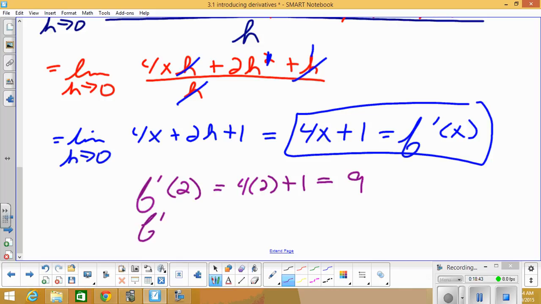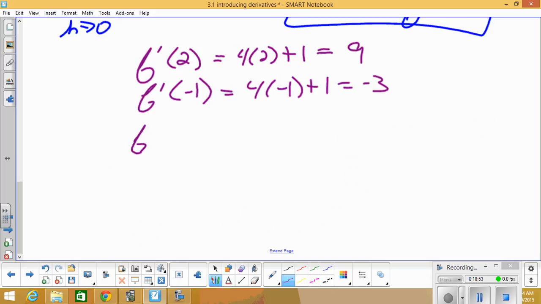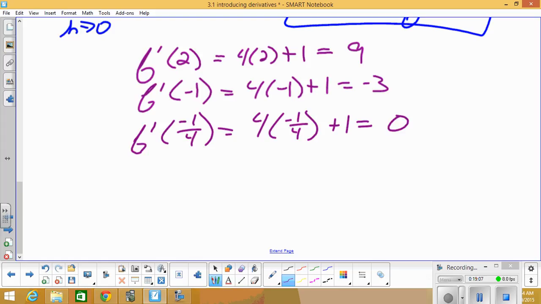Same function, if I want to do a different point, say negative 1, I plug in a negative 1, and I have a slope of negative 3 there. Notice then, if I want to plug in, and I'm going to pick this one in particular, negative 1/4, plugging this in, I should have a slope of 0.